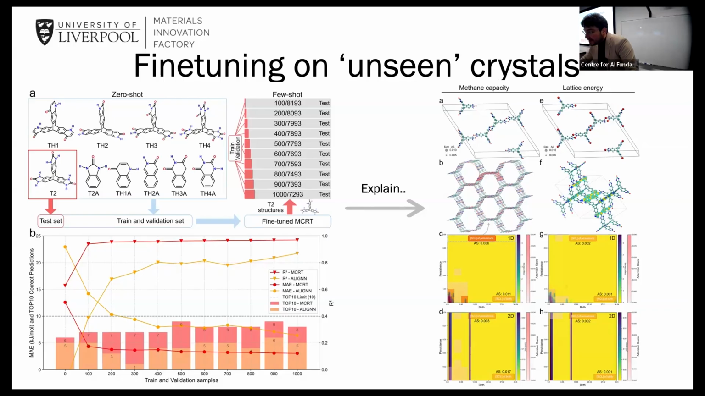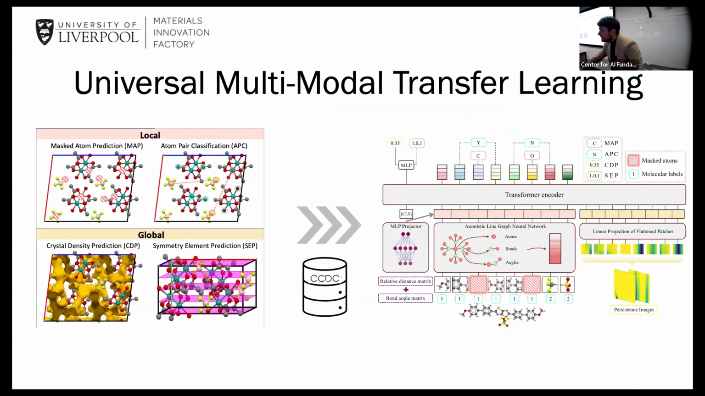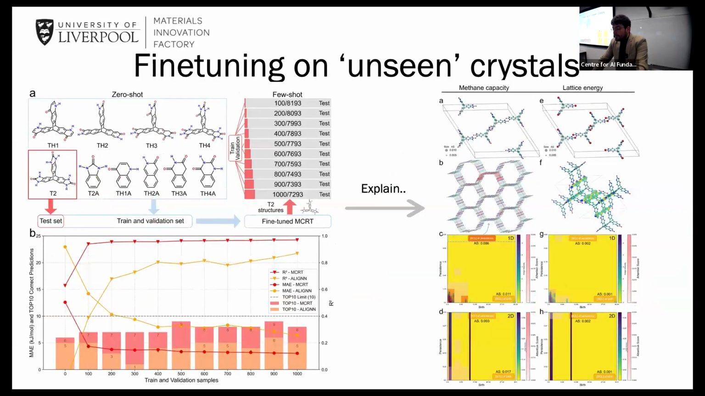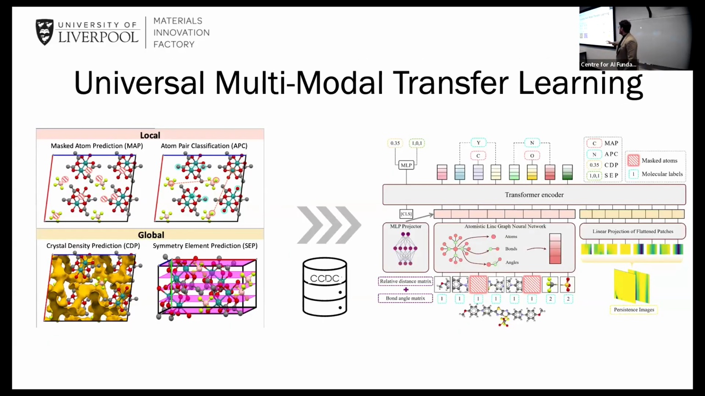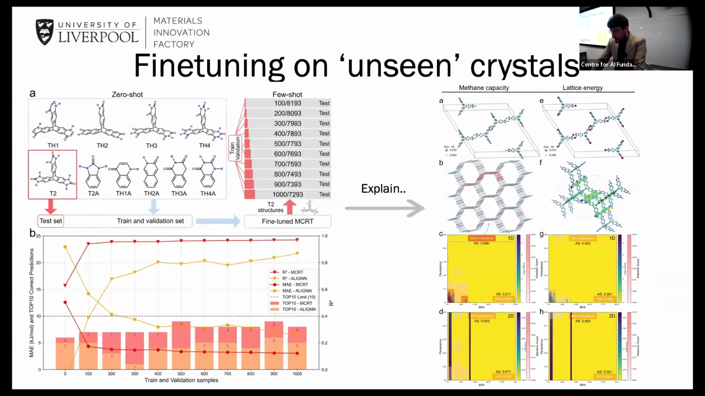Oh yes, I forgot to mention. The main transformer architecture we used was BERT. It was a language model, and then we just added modalities on that, graph modalities and vision modalities, to transfer this knowledge from language to crystals. I forgot to mention that you can represent materials as text as well. So this is where this transfer occurs.